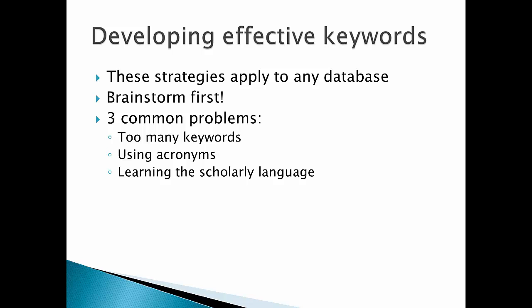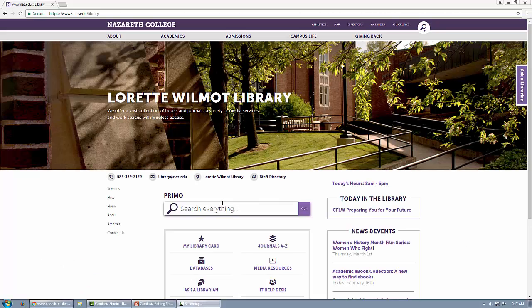And then the third problem is learning the scholarly language, and that's something that will happen as you begin to get into the databases, as you try a couple searches and find some things that are helpful. You really want to start to absorb how scholars are describing this issue. So to illustrate these issues, I'm going to show you a couple examples. So let's start with the issue of using too many keywords.